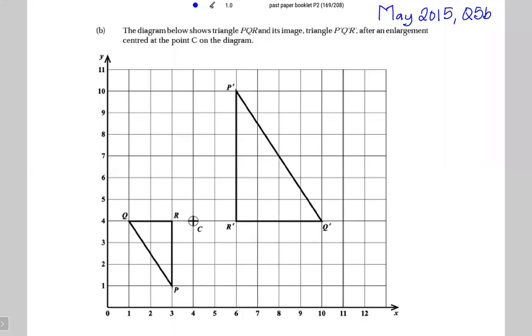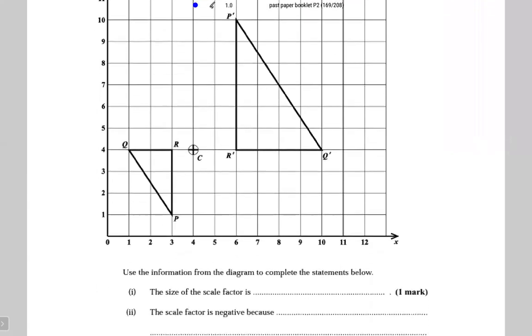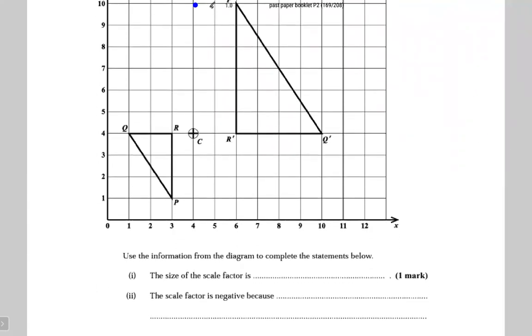All right, so this question is taken from the May 2015 past paper, and this is question 5b. It says the diagram below shows triangle PQR and its image triangle P prime, Q prime, R prime after an enlargement, center C on the diagram. So here's what we're asked to do. We're asked, use the information from the diagram to complete the statements below.